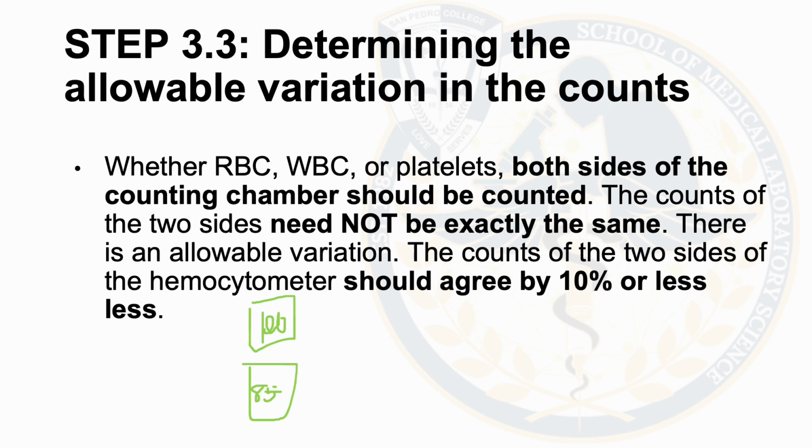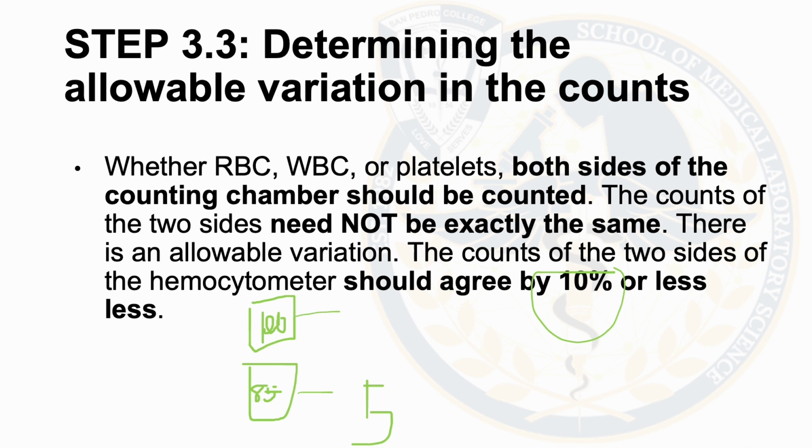Sakto ba to? Hindi. So, hindi siya nag-agree by 10%, di ba? So, 100 dito, then 85 dito. So, nasaan yung remaining na 5%? Hindi siya 10% ang agreement. Sumobra siya ng 15% ang difference. So, in this case, what you're going to do is to repeat the whole procedure again. Ibig sabihin, nagkamali ka sa pag-charge ng hemocytometer or nagkamali ka sa pag-dilute.